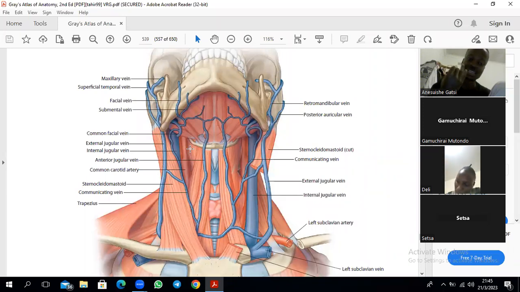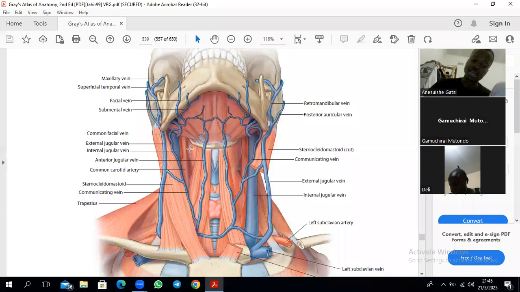Then there is the greater auricular nerve. Then there is the transverse cervical nerve. Then there are also supraclavicular nerves. I'll show you those nerves when I do the cervical plexus.